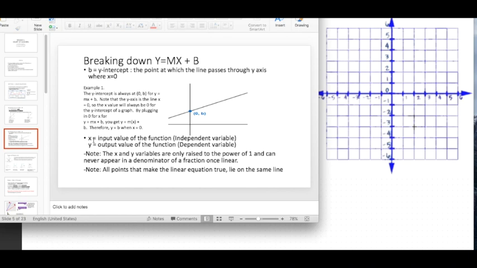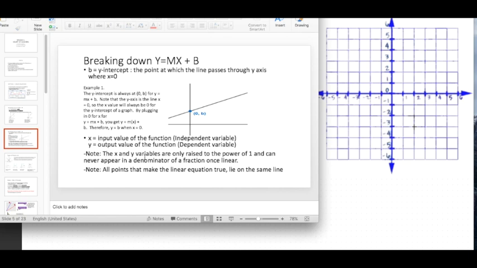And then we have the x and y. Remember, I told you earlier they are variables, where the x represents an input value of a function, and we say that's independent, and the y is the output value of a function, which is a dependent variable. And we'll look at this shortly.